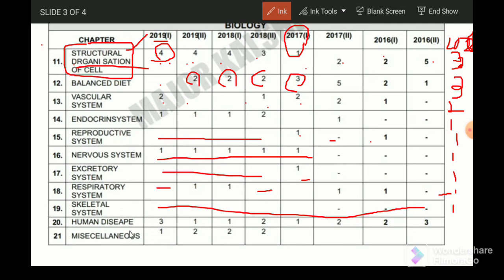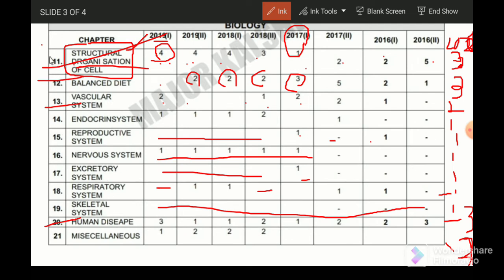Then I think this is human diseases. Okay, so here 3 questions, 2 questions, so let us take it as 3 questions. Then miscellaneous, let us take 2 questions. Okay, so here the first chapter which has most weightage is chapter 1, which is structural organization of cell. Then comes balanced diet. So these are 2 very important chapters. Then comes vascular bundles. Yes, this is also important. And then comes human diseases, and then miscellaneous is not a chapter at all. Yeah, so miscellaneous questions are also asked most of the time.